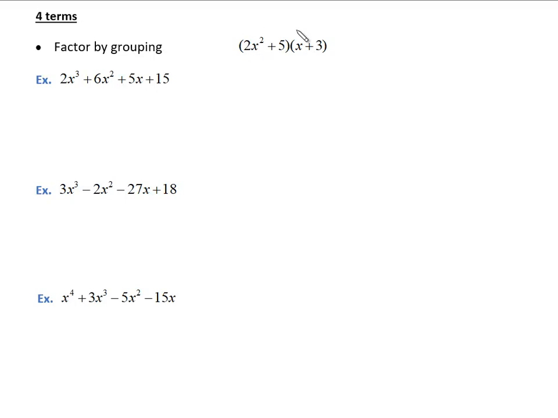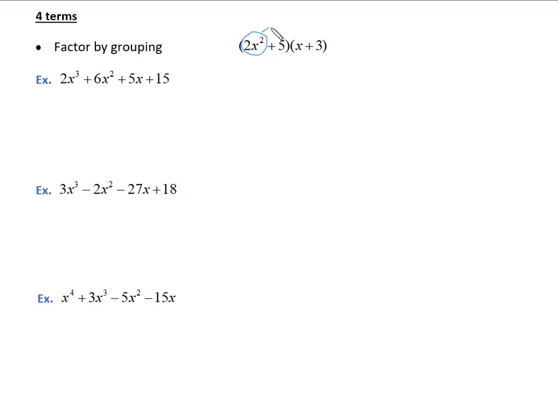Let's say if I was going to FOIL this thing out. 2x squared times x is 2x cubed. 2x squared times 3 is 6x squared. 5 times x is 5x, and 5 times 3 is 15. So this is the answer if I FOILed them together. And in fact, when we go to factor, this is going to be my answer. Okay, but I want you to see this just for a second, because we're going to do something that looks a little strange, but it makes sense, hopefully, if you see it this way.